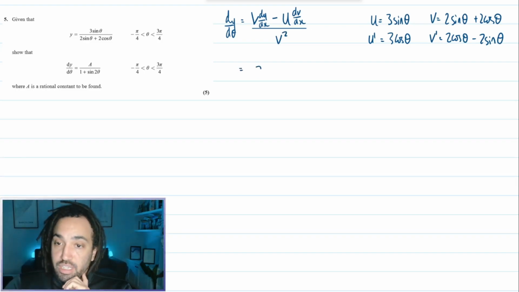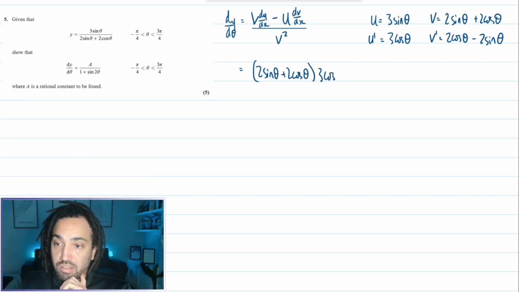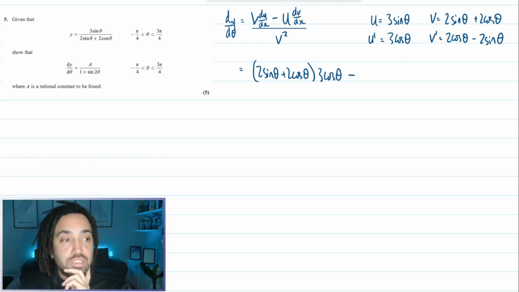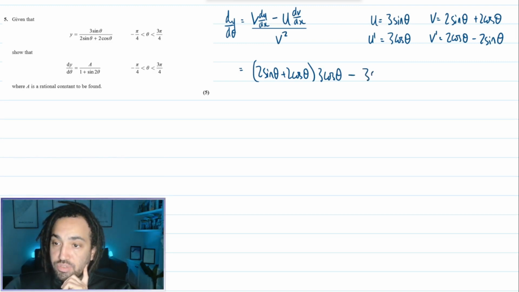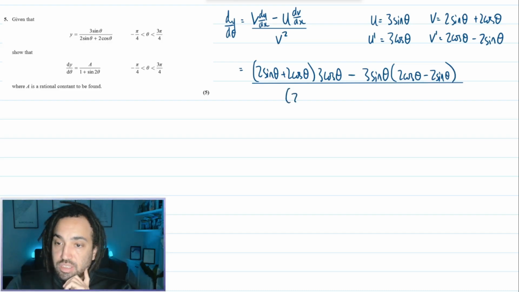So this is going to be 2 sine theta plus 2 cos theta multiplied by du by dx, which is 3 cos theta, minus u, which is 3 sine theta, times by dv, which is 2 cos theta minus 2 sine theta. And all of that is divided by 2 sine theta plus 2 cos theta all squared.